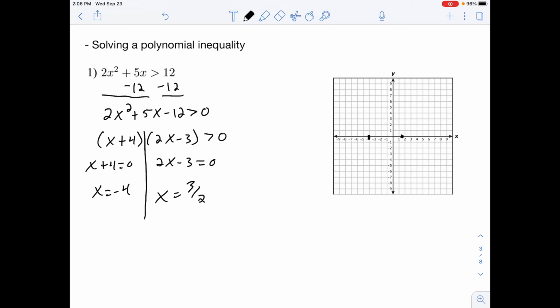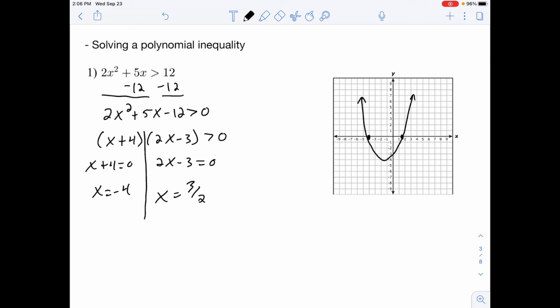It's going to be roughly right about here. Now, I know this leading coefficient is positive, so I know the quadratic is going to open up. So it's roughly going to look something like this. Again, it's a rough sketch. We're just looking for where it's above the x-axis and where it's below.